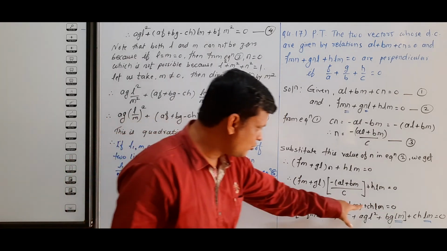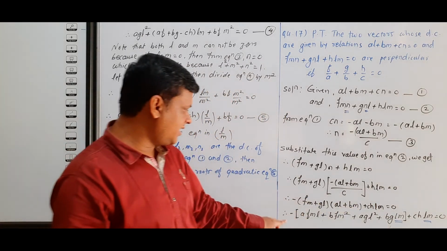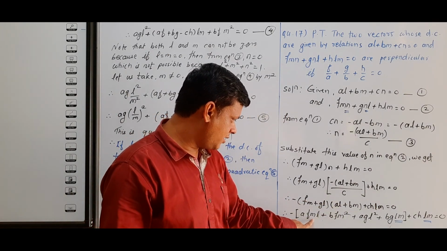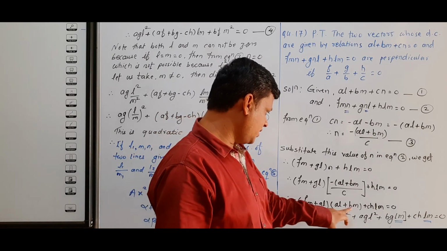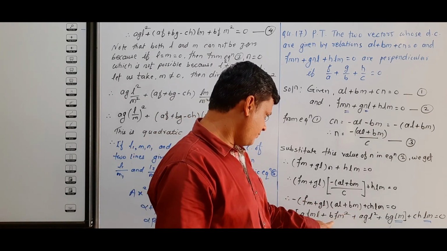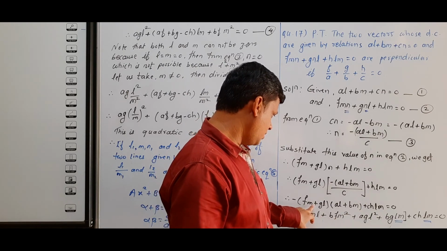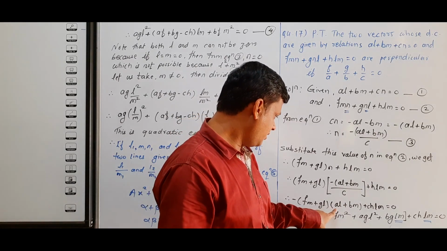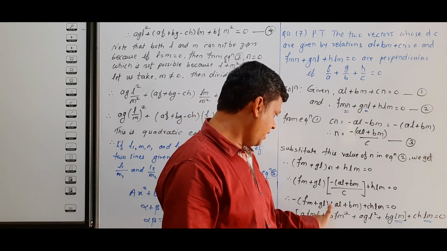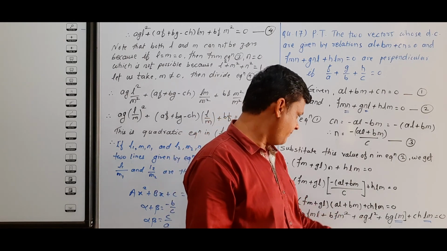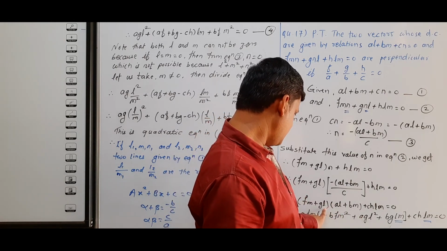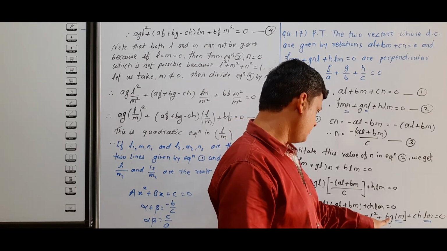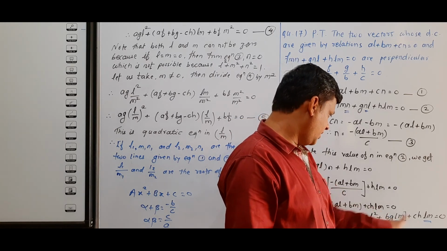Now multiply these two brackets. Multiplying fm by al we get afml. Then multiply fm by bm, writing b first, so b into f into m square. Then multiply gl by al, we get a into g into l square. Then multiply gl by bm, writing b first, so b into g into lm, plus chlm.